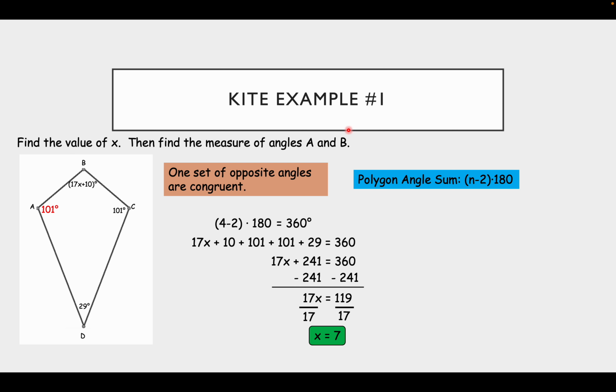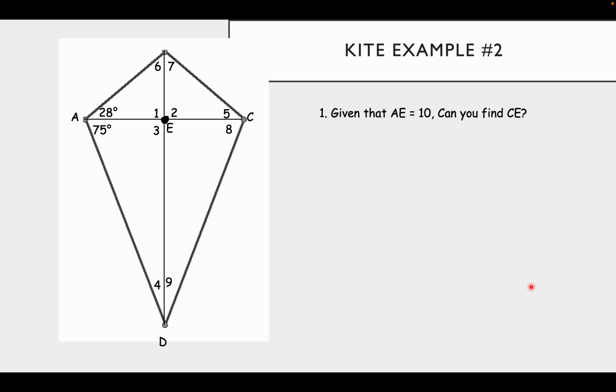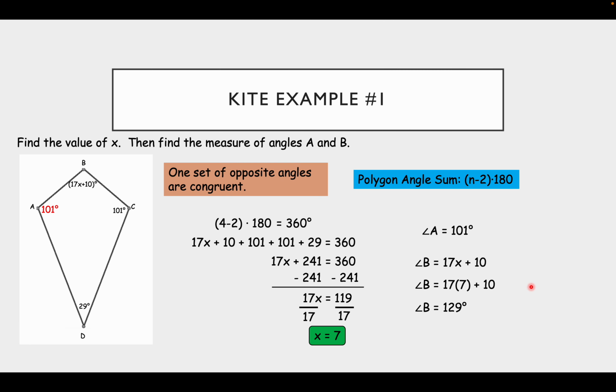To find angle B, because we already found angle A was 101, we're going to take this value and plug it back in to our expression for angle B, replacing the x with a 7. Calculate that out. Angle B is equal to 129 degrees.